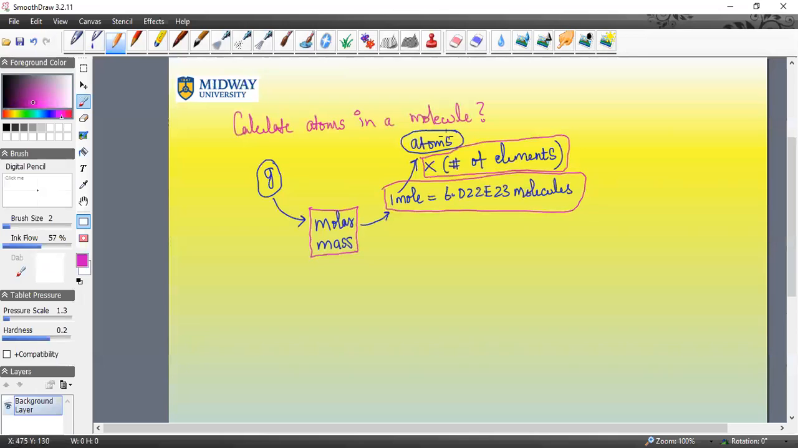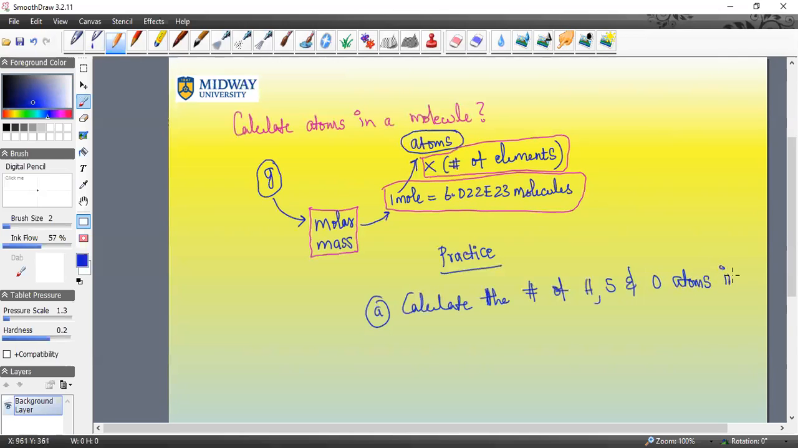Okay, so let me give you some problems to practice. Calculate the number of hydrogen, sulfur, and oxygen atoms in 2.5 grams of H2SO4.